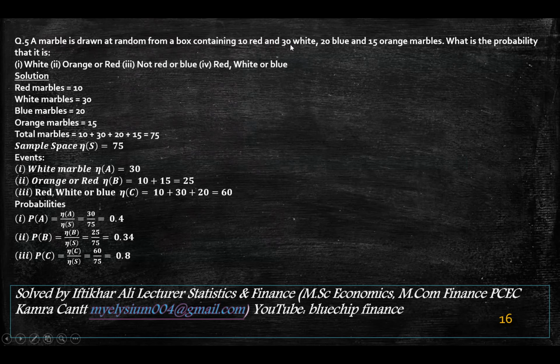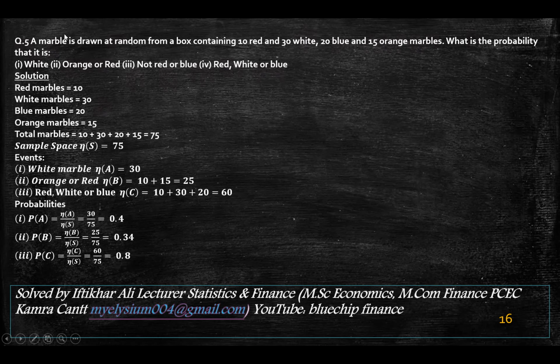Question number 5: a marble is drawn at random from a box containing 10 red, 30 white, 20 blue and 15 orange marbles. What is the probability that it is number 1, white; number 2, orange or red; number 3, not red or blue; number 4, red, white or blue?